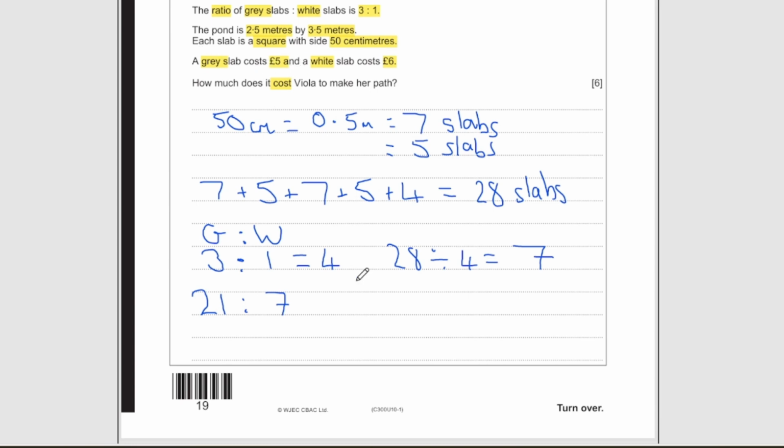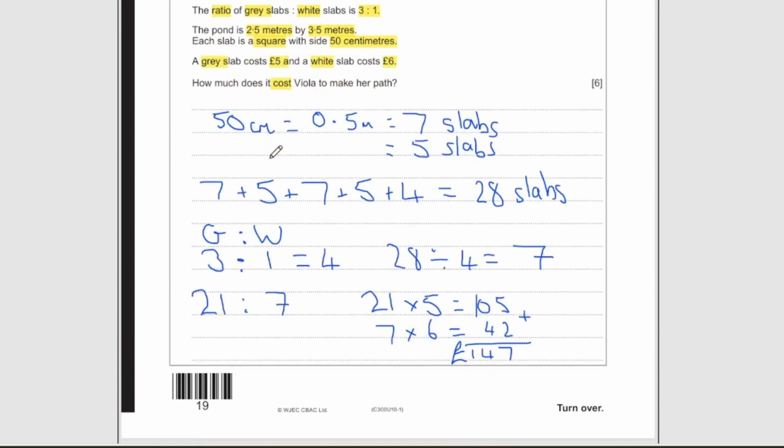Grey slab costs £5. So 21 times 5. And there's 7 white slabs, which cost £6. So 7 times 6. 21 times 5 is 105. 7 times 6 is 42. Add them together and we get £147.